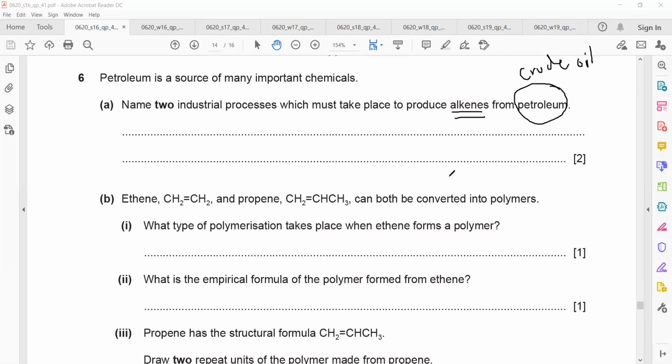First, fractional distillation, because when you do fractional distillation, it will separate the alkanes from each other. And then cracking; when you crack them, you will get these alkenes.